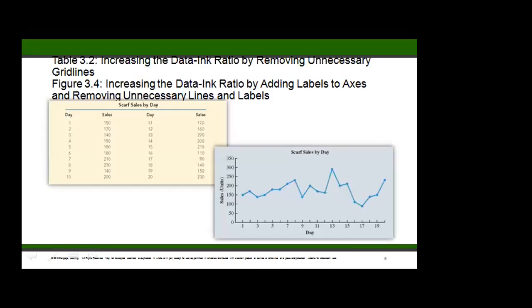Table 3.2 shows a modified table in which all grid lines have been deleted except for those around the title of the table. Deleting the grid lines in Table 3.1 increases the data ink ratio because a larger proportion of the ink used in the table is used to convey the information, or the actual numbers. Similarly, deleting the unnecessary horizontal lines in Figure 3.4 increases the data ink ratio.